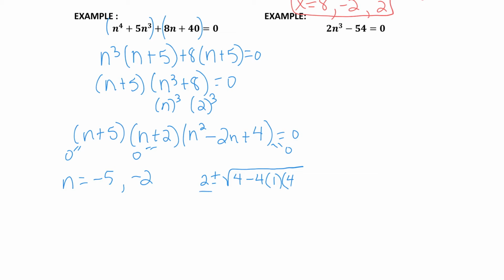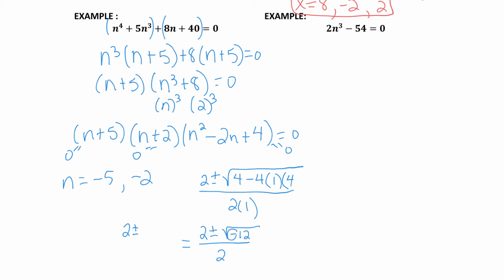Then you would divide by 2 times a, so 2 times 1. So let's go ahead and simplify that. That would be 2 plus or minus the square root of 4 minus 16, which is going to be a negative 12, over 2. And you still want to simplify that radical. So let me write what that would be right here. You'd have 2 plus or minus.